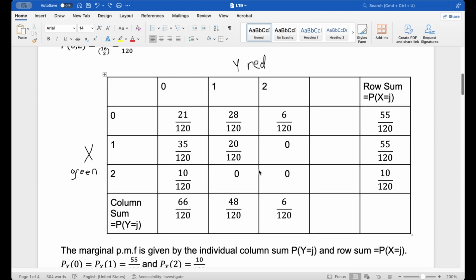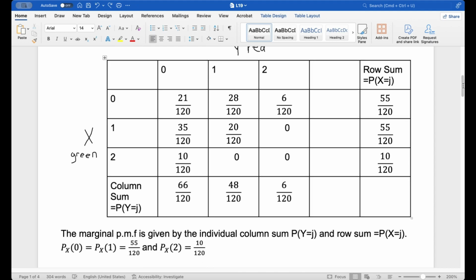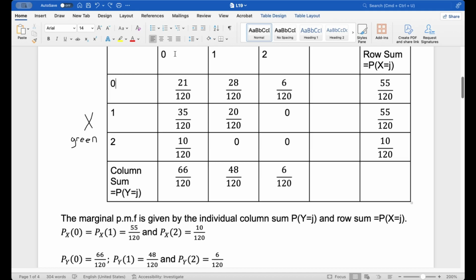So adding the columns, or restricting to the rows, gives us the marginal PMF for X. So the probability that X is 0, denoted P sub X of 0, corresponds to the row where X is 0. It's 55 out of 120. Same thing for X equals 1. X equals 2, it was 10 out of 120. And then we move to the Y's. Probability that Y is 0 is 66 out of 120, that Y is 1 is 48, and Y is 2 is 6.